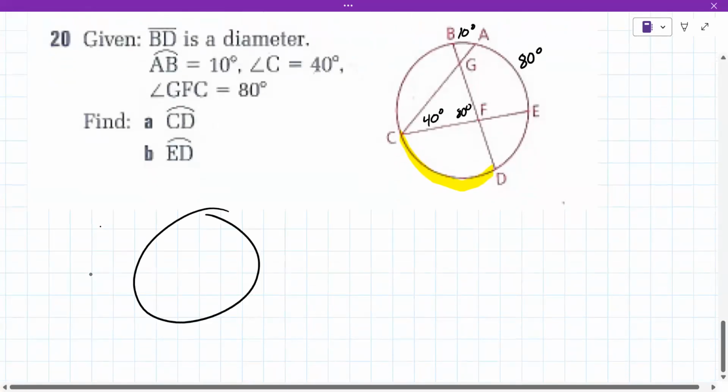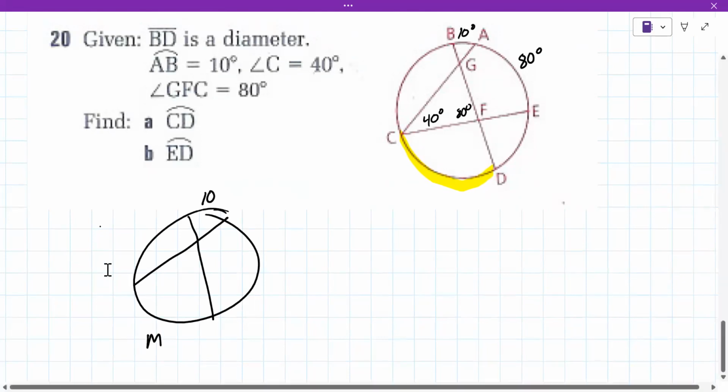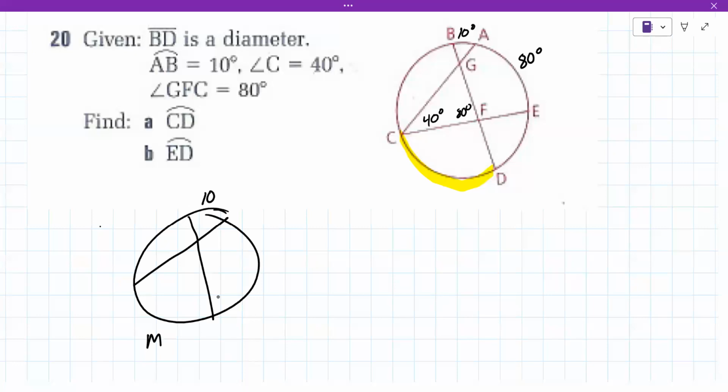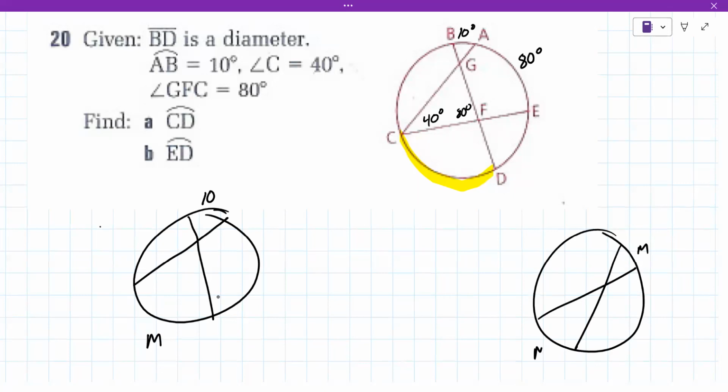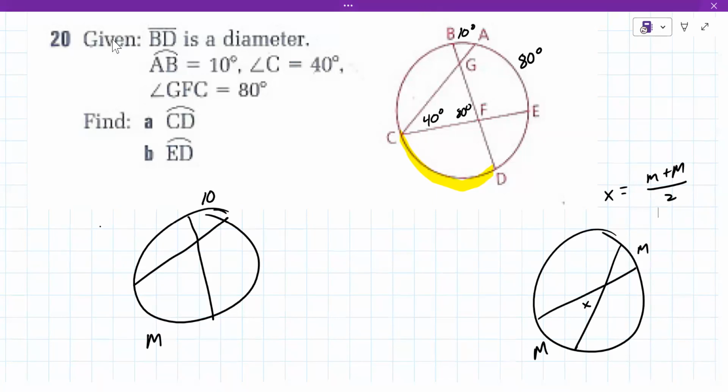to kind of indicate, well, what is C to D? This is C to D down here. I'll call it big M for the moment. This is 10. So if we knew either of these angles in here, we could find big M. The reason is, I'll draw this off to the side: little m, big M, and x equals the average of little m plus big M divided by 2. So we actually can find that angle there. That angle comes from the triangle.